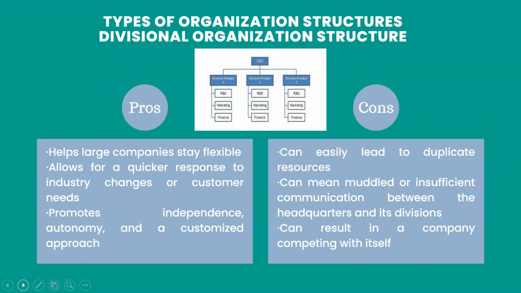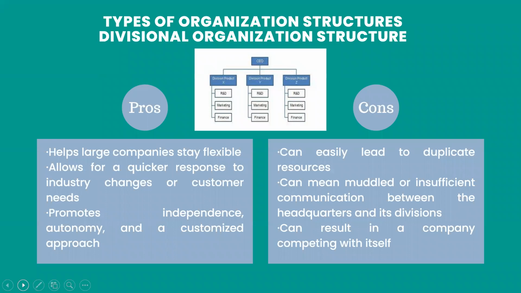But it can easily lead to duplicating resources in terms of, say, R&D, research and development. So if all three divisions do the same R&D development process on the same thing, then they're actually duplicating resources when we could do that at a different level and have all three benefit from that type of work. So we can see that this can lead to duplication.